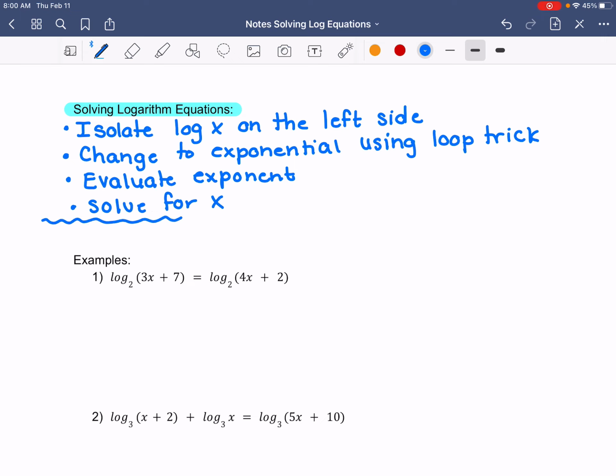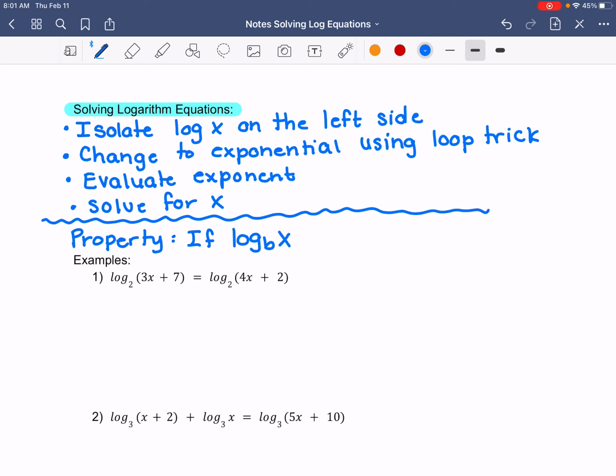There is one special little property that I should have left a little bit more room to write down, but we have a little property that we're going to use for 2 of our examples. That property is that if log base b of x equals log base b of y, if these two log bases are the same, that means that these two things also have to be the same. So that just means that x then equals y. So we'll do 2 examples of solving like that.